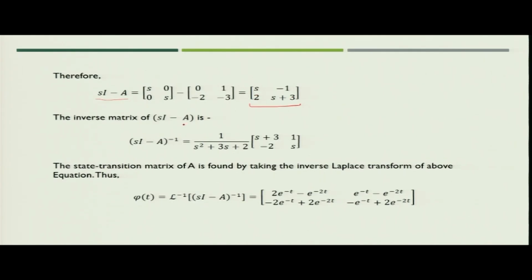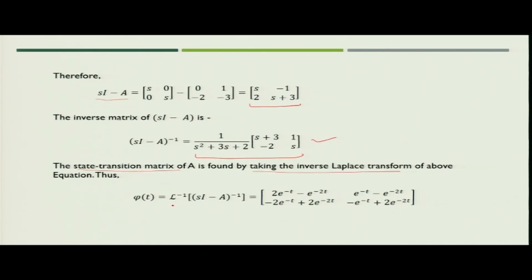Now, the inverse of sI minus A will be as shown in the slide, that is 1 upon s square plus 3s plus 2. In the matrix, the components would be s plus 3, 1, minus 2 and s. Now, the state transition matrix you can find by taking the inverse Laplace transform of this.